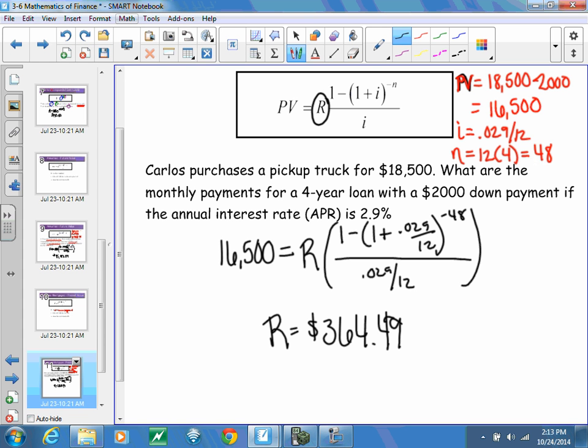When you look at these, we'll be practicing these problems in class, but if you have questions about where these formulas are coming from, make sure that you let me know.